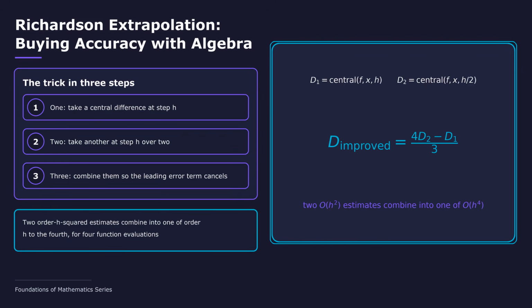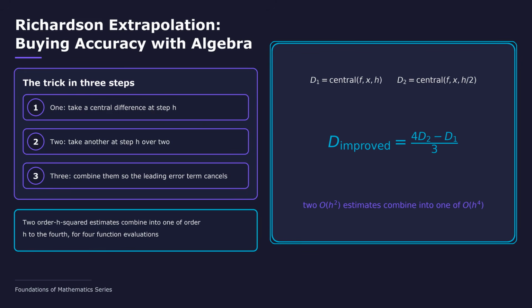Why that particular combination? Because we know the central difference carries a leading error proportional to h squared. Halving the step divides that leading term by 4, so the weights 4 and minus 1 over 3 are chosen precisely, so the h squared terms cancel between the two estimates. What survives is the next term in the expansion, of order h to the fourth.